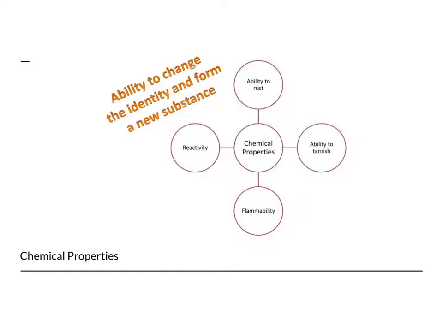So chemical properties, we will elaborate on and start talking about chemical changes next week, but you need to know that chemical properties are all about the ability to change. So can it change into a new substance? And that can happen through fire, it can happen through a chemical reaction, and those chemical reactions can be like rust or if something tarnishes.